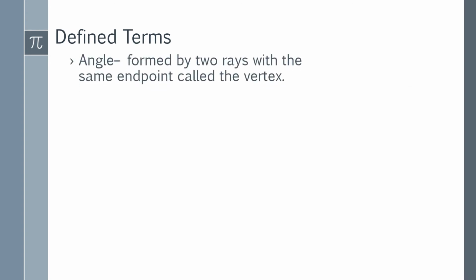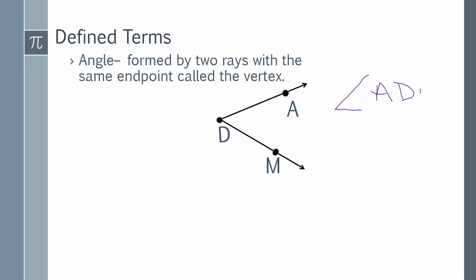Some other defined terms are angle. Angles are formed by 2 rays with the same endpoint called the vertex. So here is an angle, and we can name this angle, since it's a single angle, in 3 different ways. We can name this angle, there's the angle symbol, A, D, M.